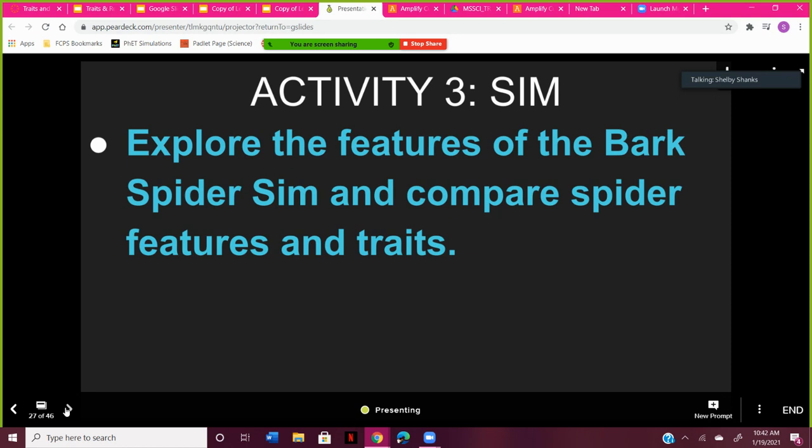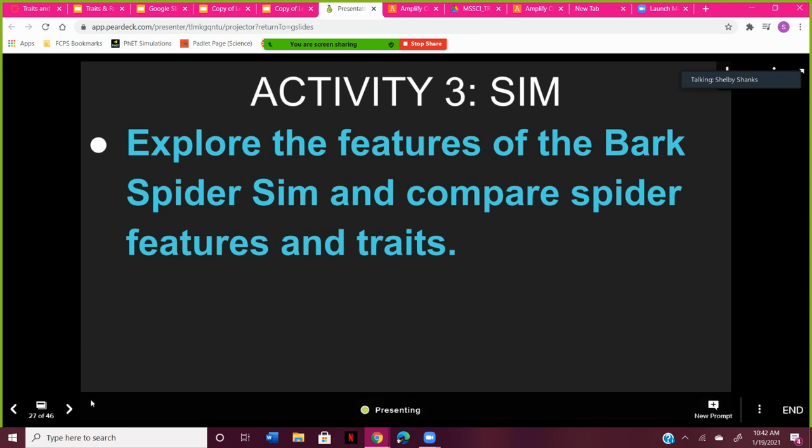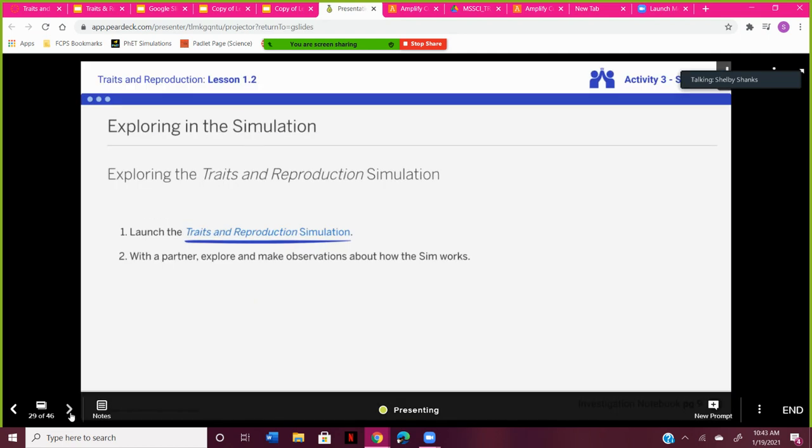All right. So for activity 3, we're just going to explore and look at our simulation that is going to be with us for quite a while as we look at these spiders. Throughout this unit, we are going to use the simulation to help us learn more about the variation in traits of spiders. You're going to see a picture that looks like this. It honestly is really neat and probably one of my favorite simulations.